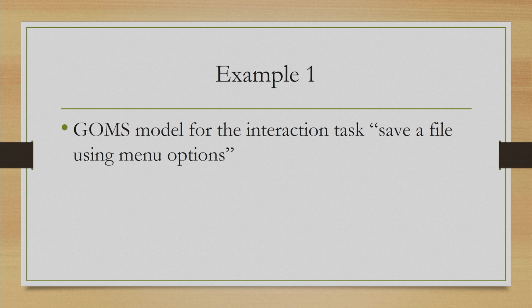Now, let us try to understand these concepts in terms of a few examples. So, we will explain the concepts with two examples. Let us start with the example of saving a file using menu options. So, we want to save a file. We are essentially typing a document and we want to save a file using the save menu options that are present under the file menu option.